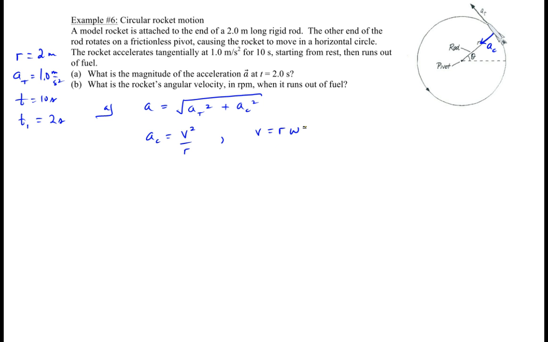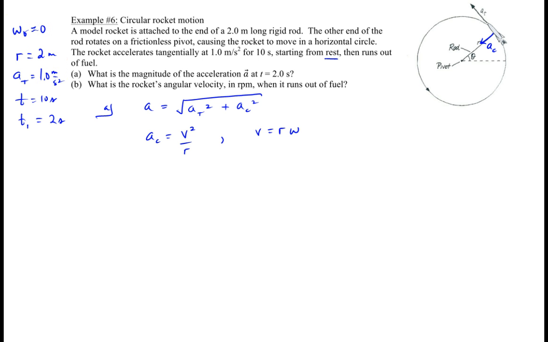Well, let's see. We don't know the angular velocity, right? Could we figure out the angular velocity? We do know the radius is 2 meters. How can we find the angular velocity? Well, we know that it starts off at rest. It says here at rest. So the initial angular velocity is 0.